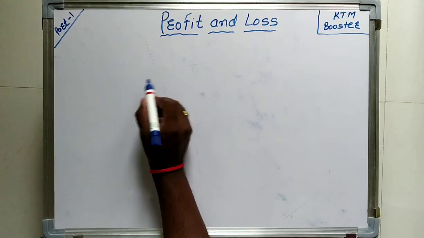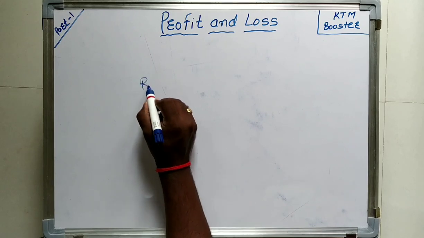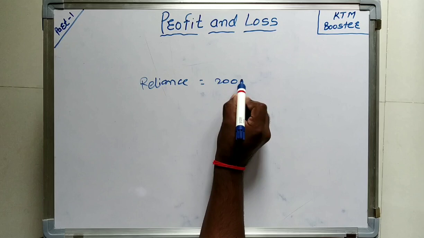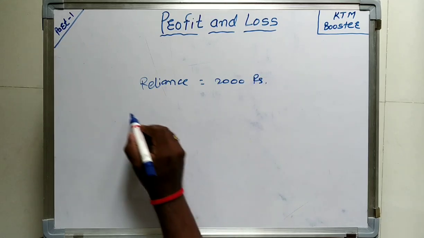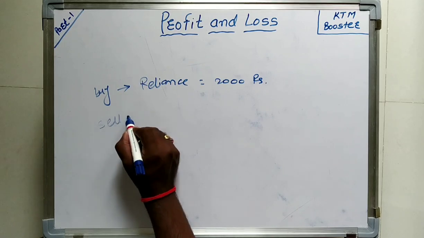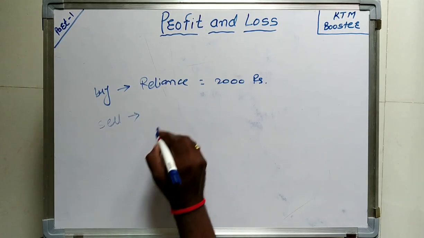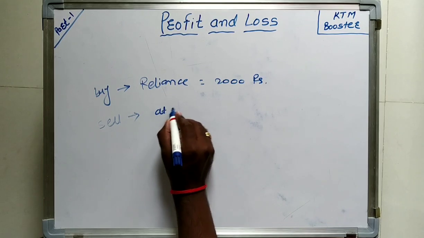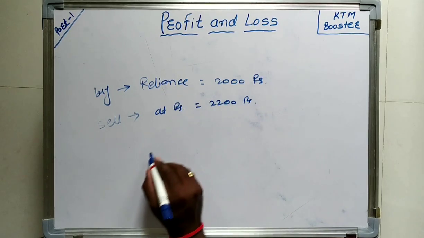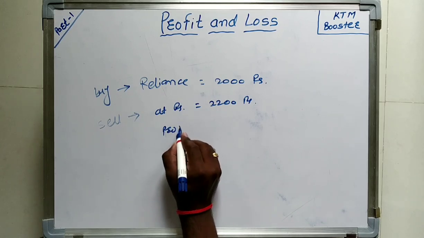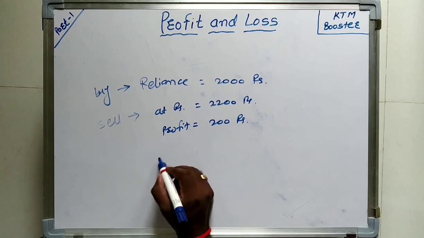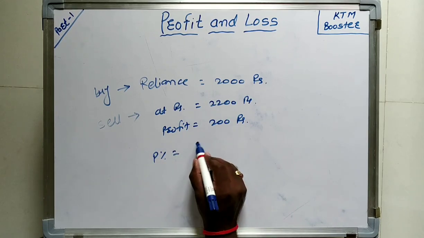Basically, suppose let us consider if I buy a stock of Reliance at 2000 rupees, right? If I buy it and I sell it at 2200 rupees, right? Means what is my profit? My profit will be 200 rupees, right? So profit percent will be 200.